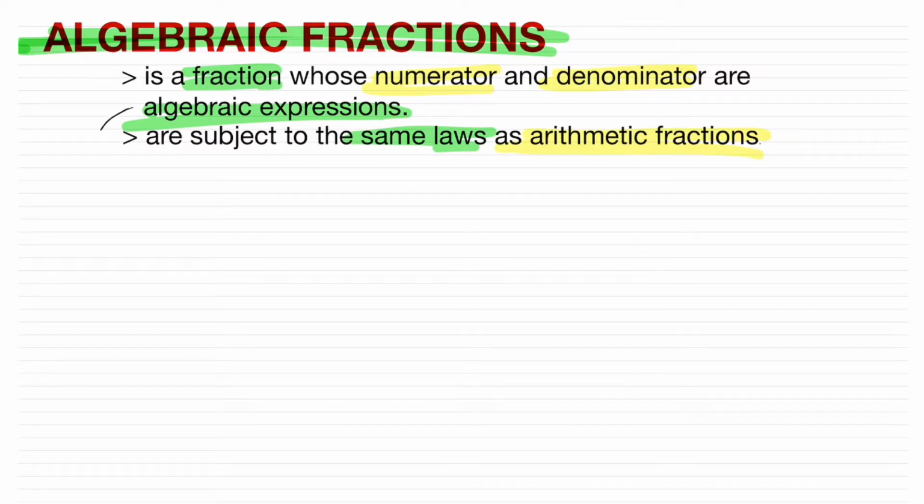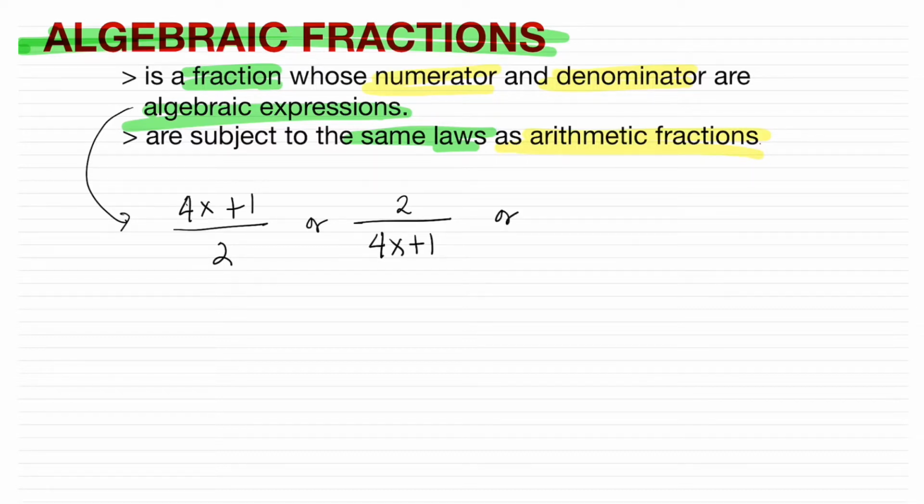So what are examples of fractions with algebraic expressions? For example, you have 4x plus 1 over 2, or it could be 2 over 4x plus 1, where the denominator is the algebraic expression, or it could be both: the numerator 4x plus 1 and the denominator x plus 1. So if you can see here, the numerator is an algebraic expression, here the denominator is an algebraic expression, and it could be both numerator and denominator. So that's what we mean by algebraic fractions.